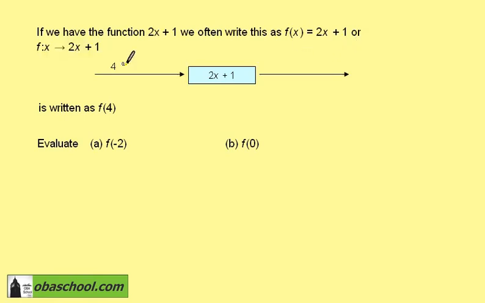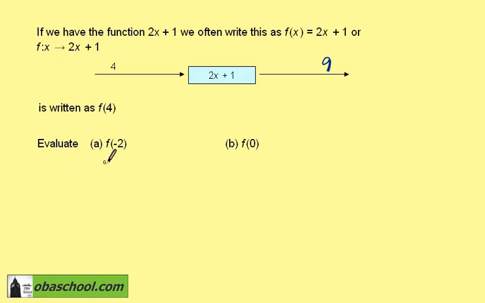An alternative notation is like this. This reads f takes x and maps it to 2 times x plus 1. We saw before that if we put 4 into this function, we times it by 2, giving 8, and then add 1, giving 9. We would write this as f of 4, since 4 is the input to the function.